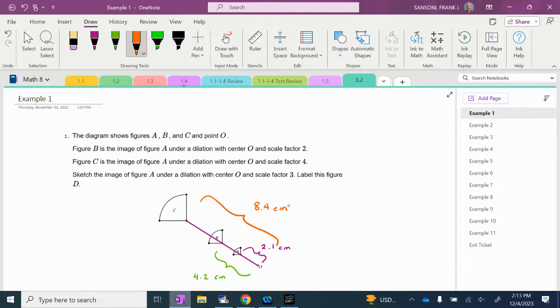But it says I want to draw the one that has a scale factor of 3. So how far along this line would I start my last figure if I want a scale factor of 3? 2.1 times 3 is 6.3, right? So on that line, go up 6.3 centimeters. And so I'm going to use a different color. Let's go with the sky blue. 6.3 is about right there. And since we're short on time, we're just going to sketch.